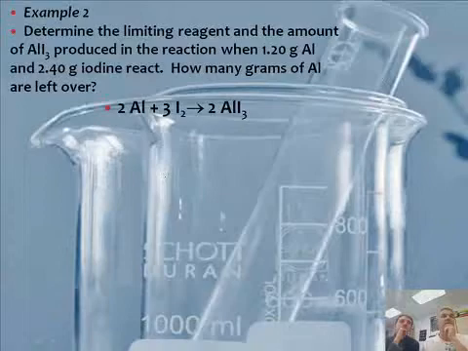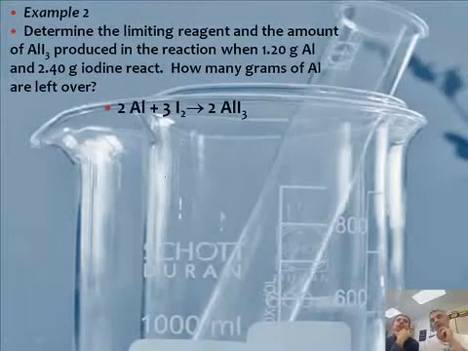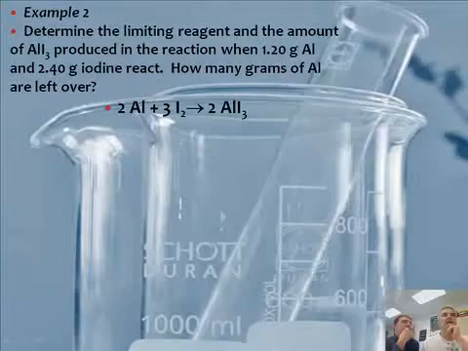I think we should do the problem. Okay, so here's example 2. Balanced equation. We're being nice to you. We're getting soft. We're not going to be soft on the next example, but we will this time. Determine the limiting reactant and the amount of aluminum iodide produced in the reaction when 1.2 grams of aluminum and so on. You can read. Look, there's two masses of two different substances. Does that mean it's a limiting reactant problem? I think so.